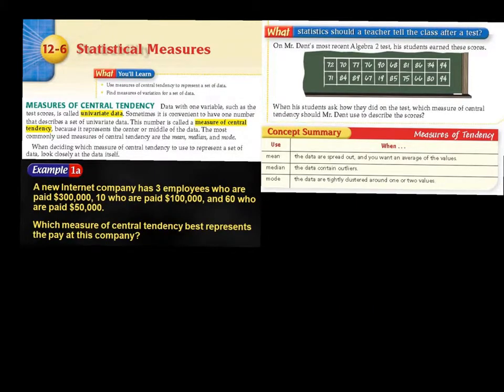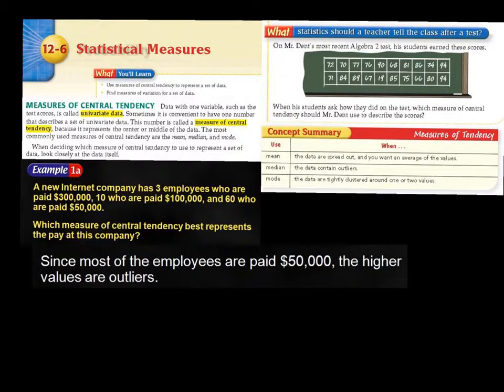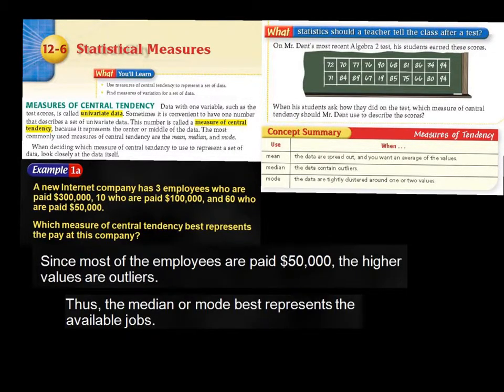A new internet company has 3 employees who are paid $300,000, 10 who are paid $100,000, and 60 who do all the work who are paid $50,000. Which measure of central tendency best represents the pay at this company? Since most of the employees are paid $50,000, the higher values are outliers. So for an accurate representation, you'd want to use either the median or the mode.